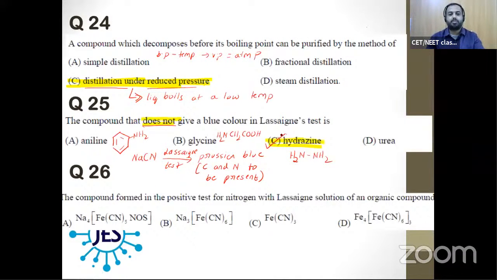Now we'll go to question number 26. The compound in the positive test for nitrogen with Lassaigne's solution of an organic compound is, we have discussed this. Positive test for nitrogen is Prussian blue color. And what's the composition for Prussian blue? Ferrocyanide. Option D, Fe4[Fe(CN)6]3 is option D. That's about question number 26.